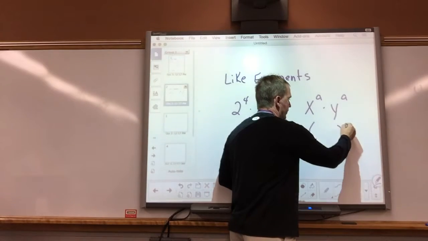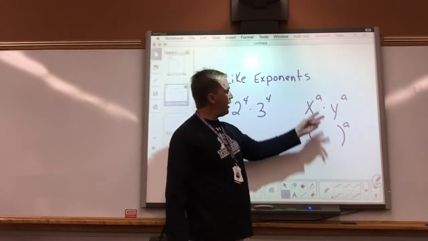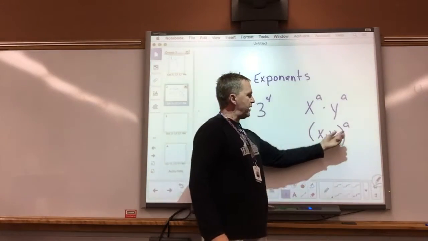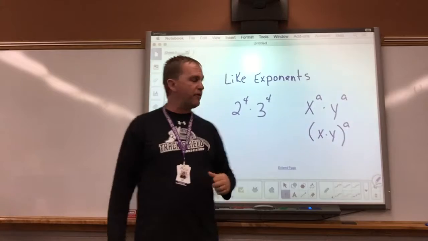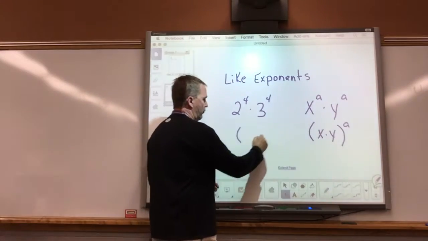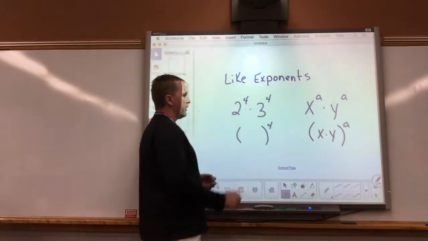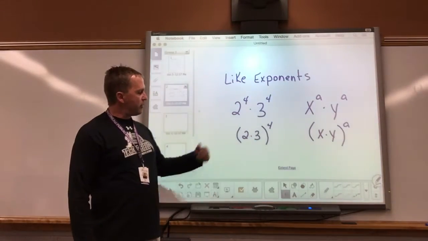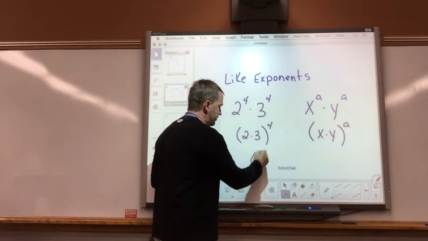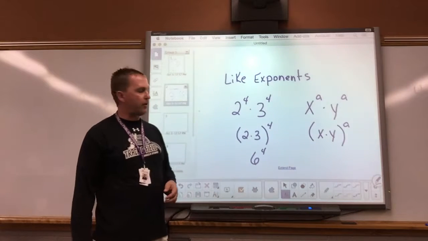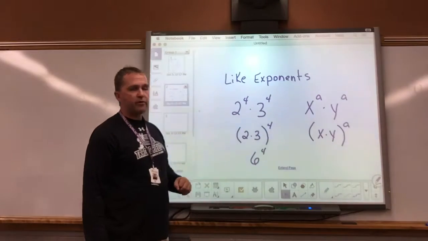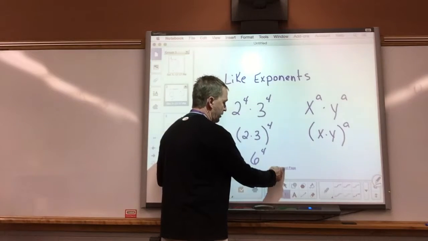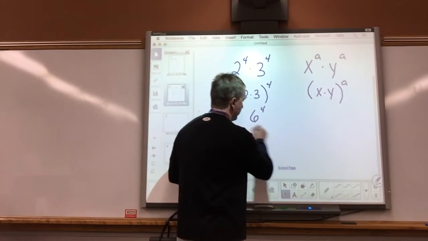The answer is, I keep that common exponent and pull it out, multiply the two bases, and raise it simply to the a power. So here, I will pull out my common power of 4, and I'm left with 2 times 3 on the inside. Since I know what 2 times 3 is, it makes sense to write that as 6 to the 4th. So in order to simplify 2 to the 4th times 3 to the 4th, I need to pull the common exponent out and then multiply the bases.